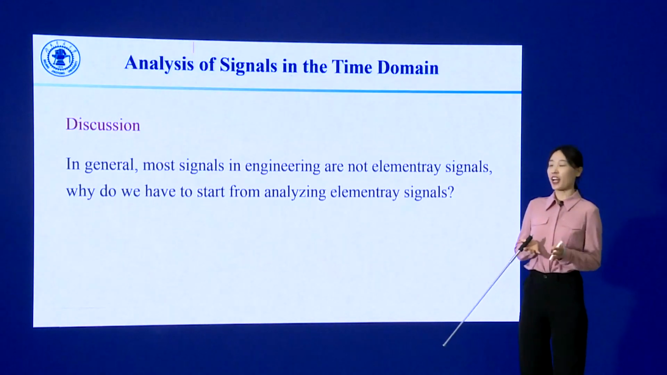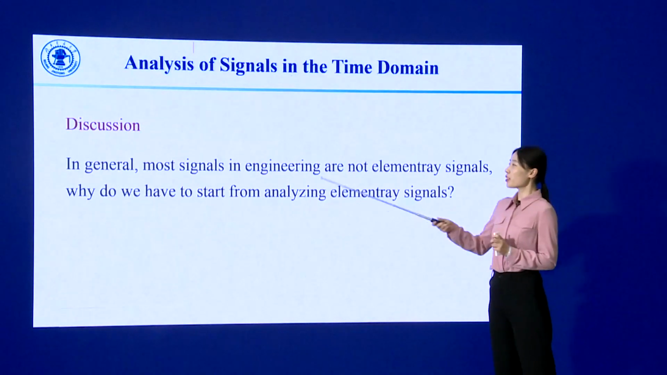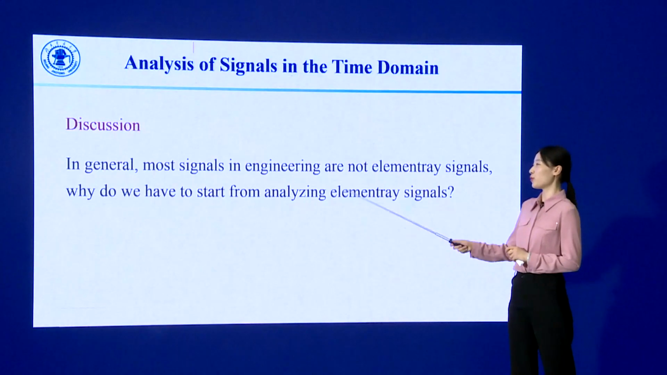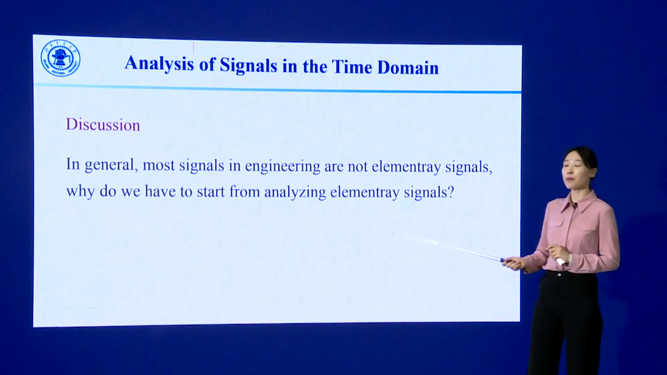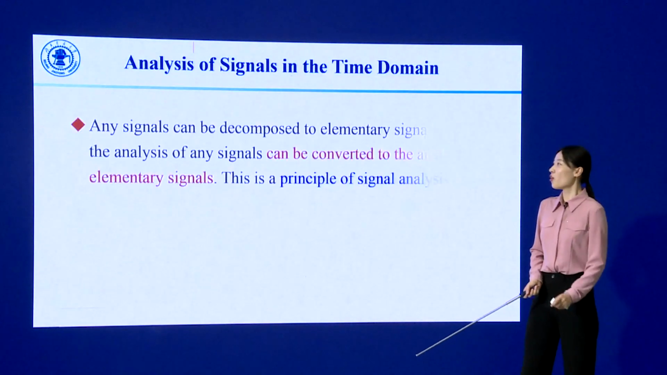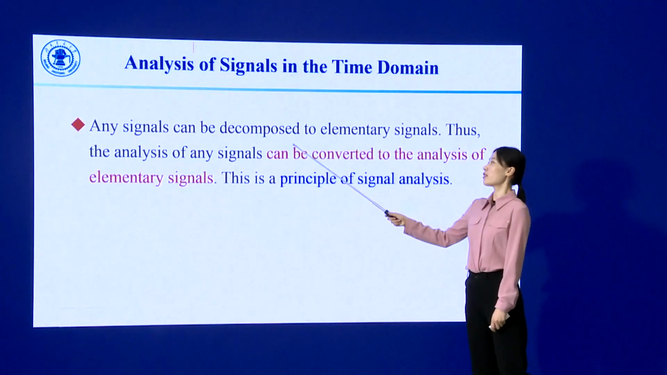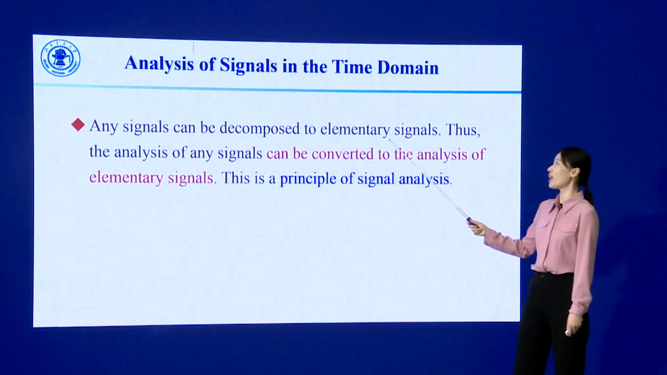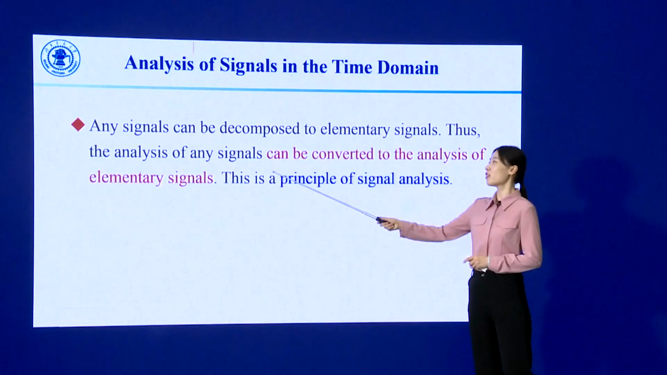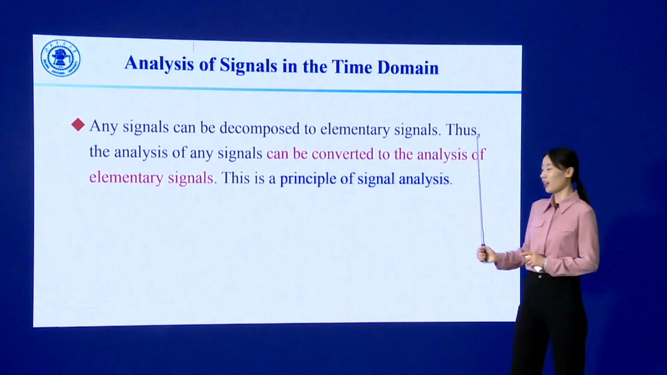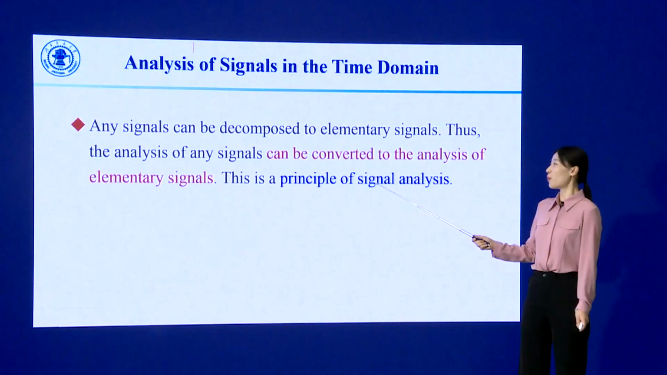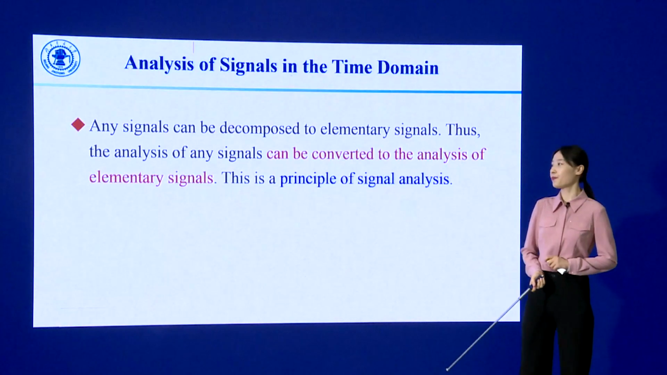Now let's have a discussion. In general, most signals are not elementary signals. Why do we have to start from analyzing the elementary signals? Here are two reasons. One is that any signal can be decomposed into elementary signals. Thus, we can convert the analysis of any signal to the analysis of elementary signals. This is a principle of signal processing.